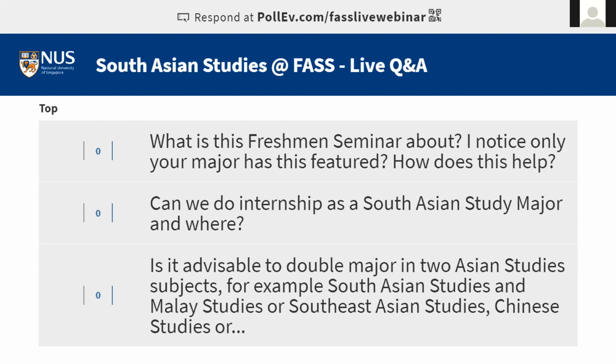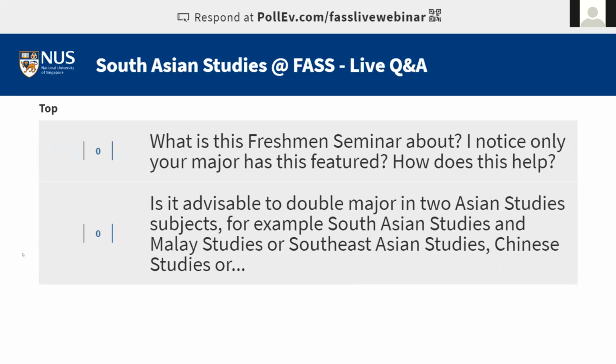Next question: is it advisable to pursue a double major in two Asian studies subjects? For example, South Asian studies and Malay studies, or Southeast Asian and Chinese studies. So I presume various combinations of Asian studies majors. Okay, I may need to check on this one. Perhaps the faculty office can guide you better on this. I don't want to say something which I'm not sure of, but I think this is probably something that the faculty or our department can answer. If you send an email to me, then I can help answer this.